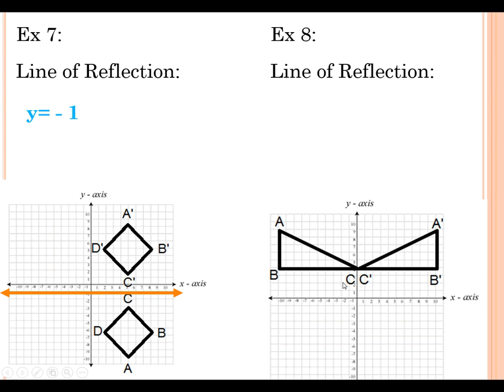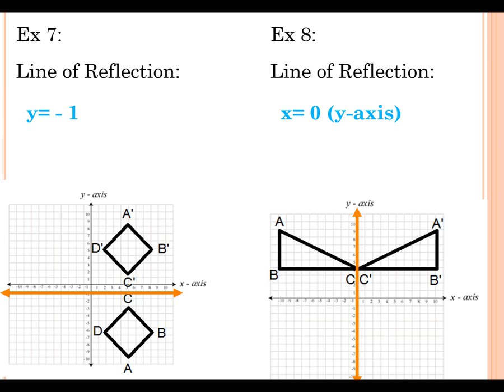So the y-axis is actually our line of reflection, which is a vertical line. Remember, vertical lines are x equals, horizontal lines are y equals. So the y-axis hits the x-axis at 0. So it is a vertical line, and it smacks the x-axis at 0, and so the equation for the y-axis is actually x equals 0. So that would be my line of reflection for that one.